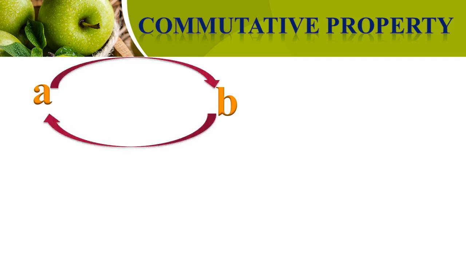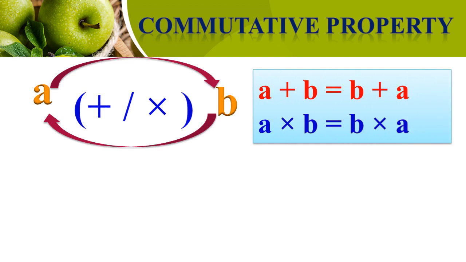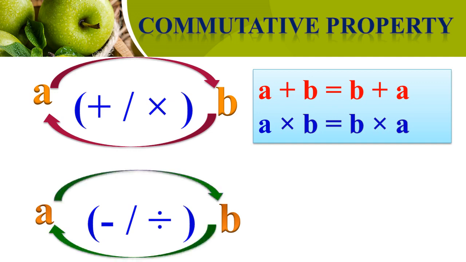Next, the commutative property. What is the commutative property of addition and multiplication? When two whole numbers are interchanged and the sum or product value is the same, that is, A plus B equal to B plus A, and A into B equal to B into A. Let us check: when you subtract or divide two whole numbers that are interchanged, is the value the same or not?